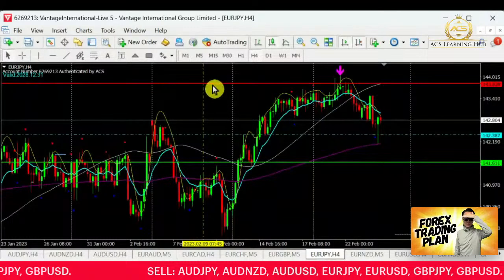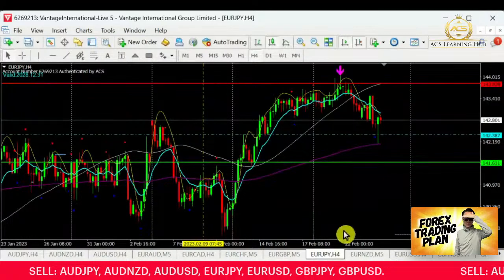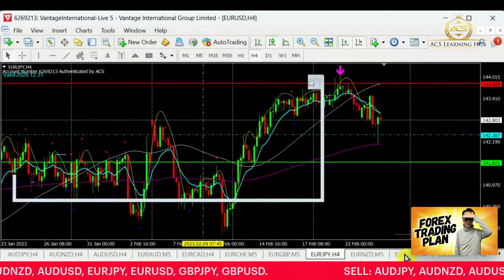So I will still look out for selling for the Euro yen as well. Okay, so next to go, right? So I'm looking out for the Euro dollar.